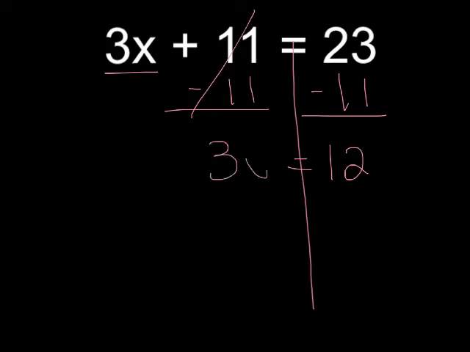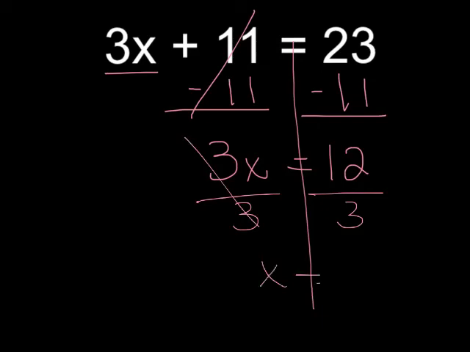We have 3x equals 12. Now what's happening to the variable? It's being multiplied by 3. The result is 12. How do you undo multiply by 3? With divide by 3. 3 divided by 3 cancels. Bring down x by itself. 12 divided by 3 is 4. We get x equals 4.